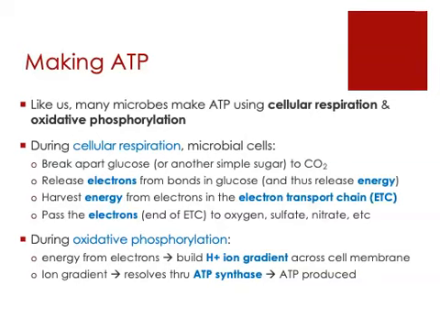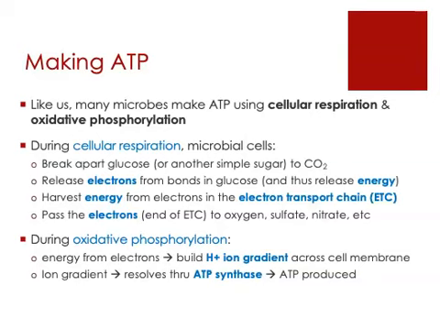Now, during oxidative phosphorylation, the energy that was harvested from the electrons in the electron transport chain is going to be put to use. The energy is going to be used to build a gradient, specifically a hydrogen ion gradient. And remember, in microbial cells, ATP will be produced at the cell membrane. So this hydrogen ion gradient is going to be created across the cell membrane.